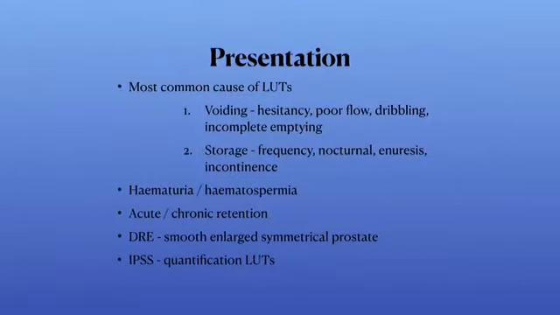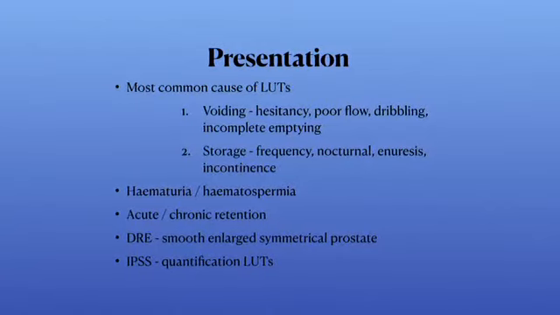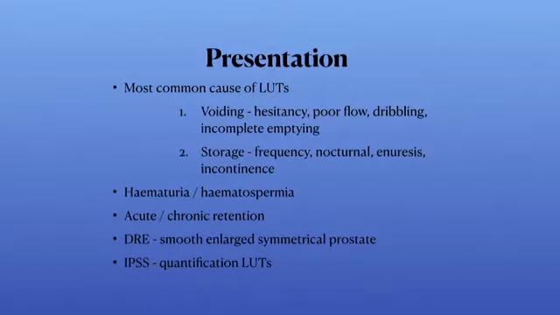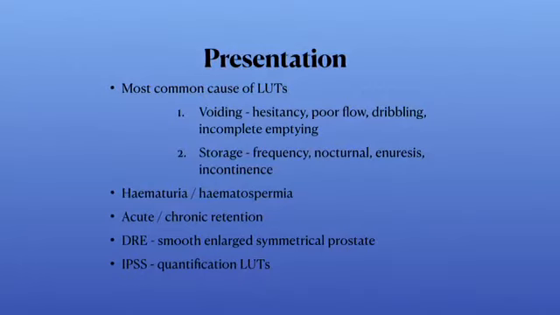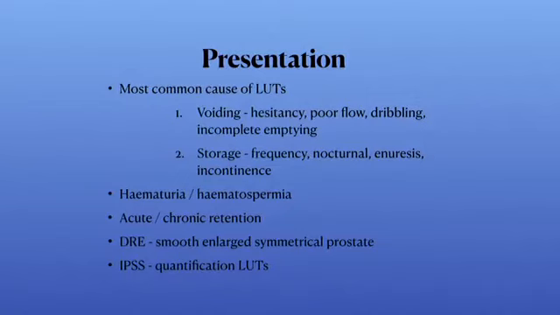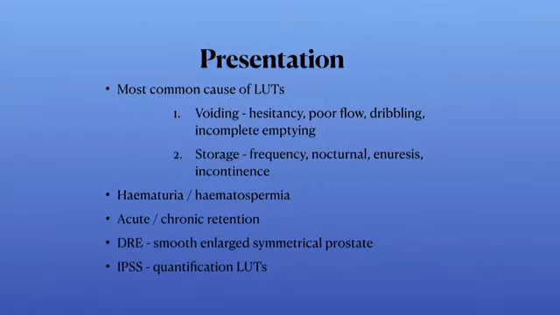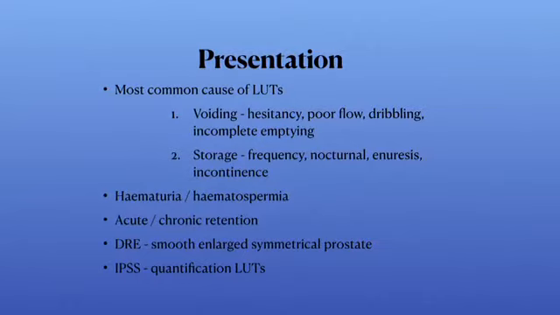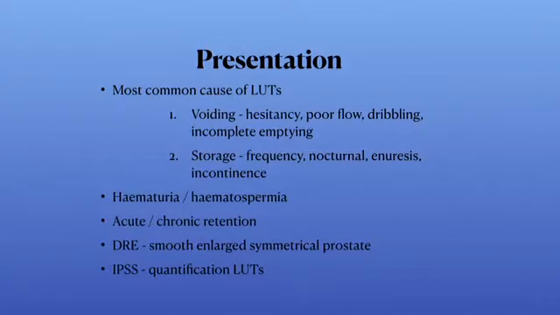So BPH can present in many ways. It can be completely asymptomatic. Most commonly, it presents with LUTS, that's lower urinary tract symptoms. These can be either voiding or storage symptoms. Voiding symptoms include hesitancy, poor flow, dribbling, or incomplete emptying. This may be the patient describing going to the toilet twice within 20 minutes. Storage symptoms include frequency, nocturia, nocturnal enuresis, and incontinence. They can also present with hematospermia or hematuria. Acutely, they could present with acute retention or acute on chronic retention.